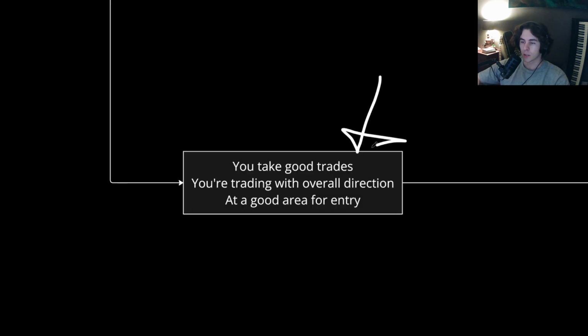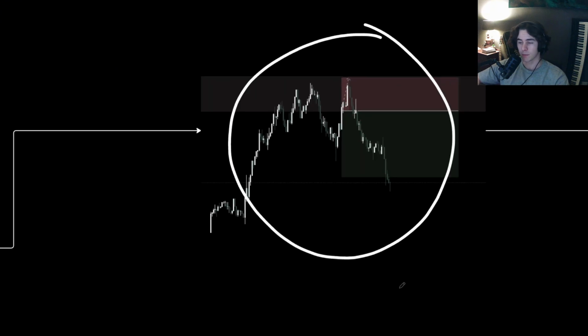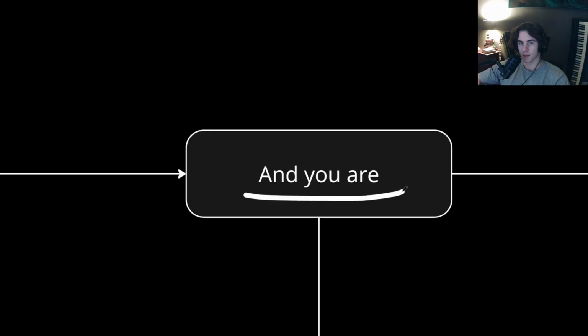Most traders think they're taking good trades with an overall direction at a good area of entry, but they just keep on getting stopped out like me, and it feels like something is missing. And you are missing something, the most important factor. And just by improving your understanding of one candle, you can completely fix this and become profitable.